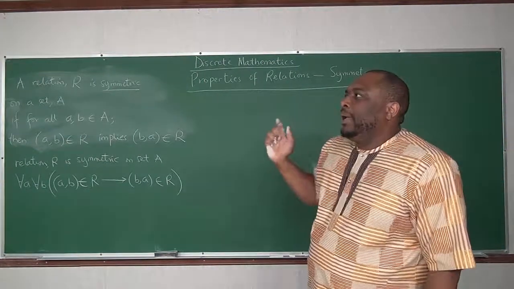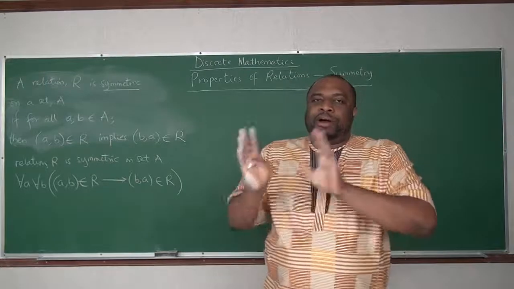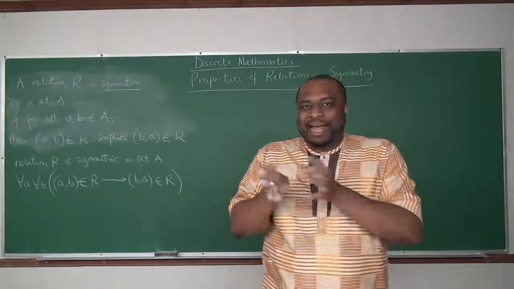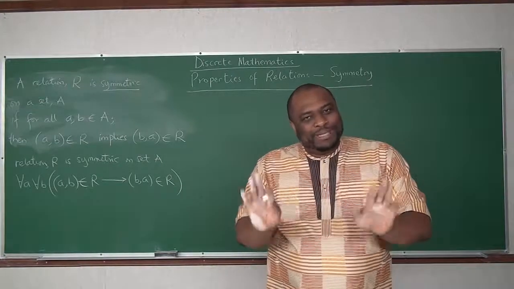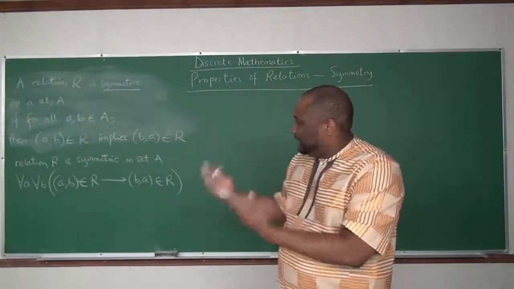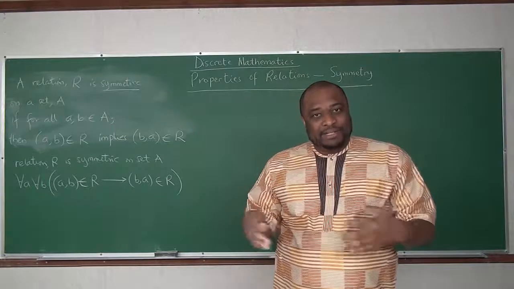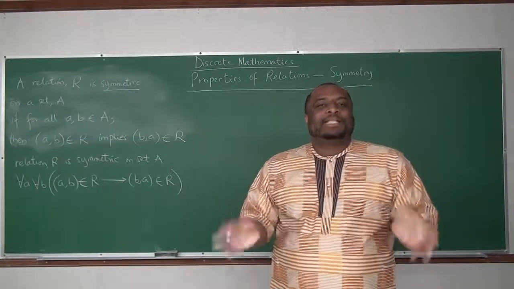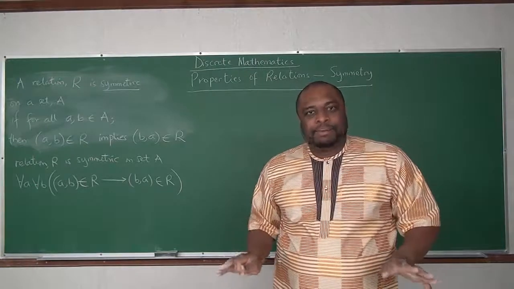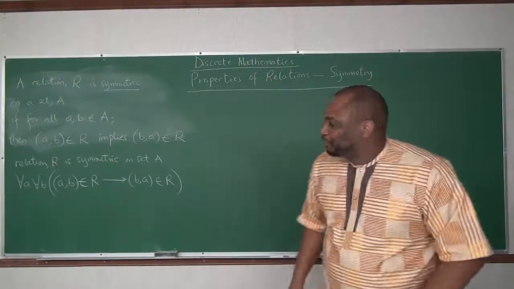Alright, now let's look at this. We still have what we call antisymmetric and then asymmetric. We'll do it step by step. I'm going to explain what they mean, then we will look at some examples. By the time we solve several examples, it should make meaning to you.